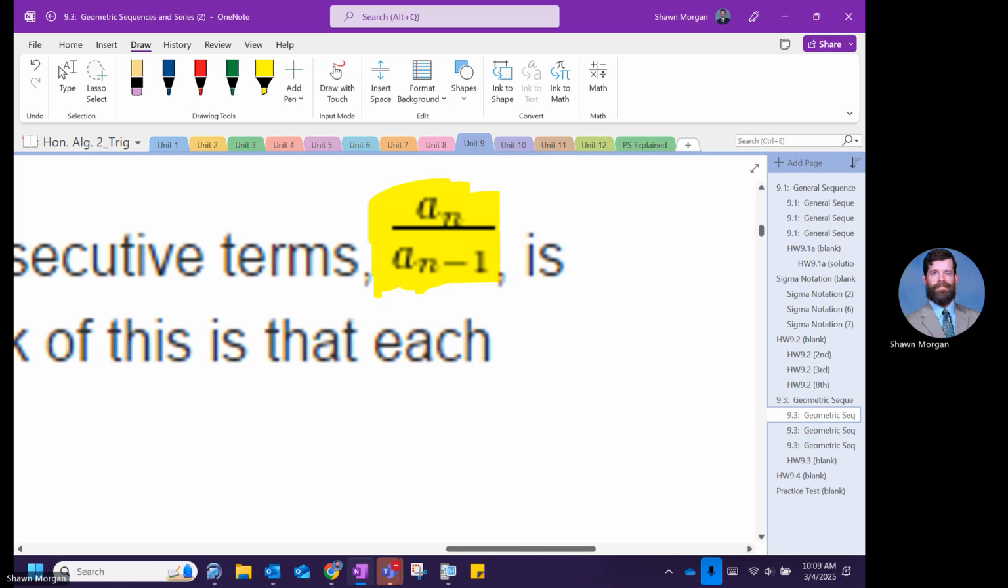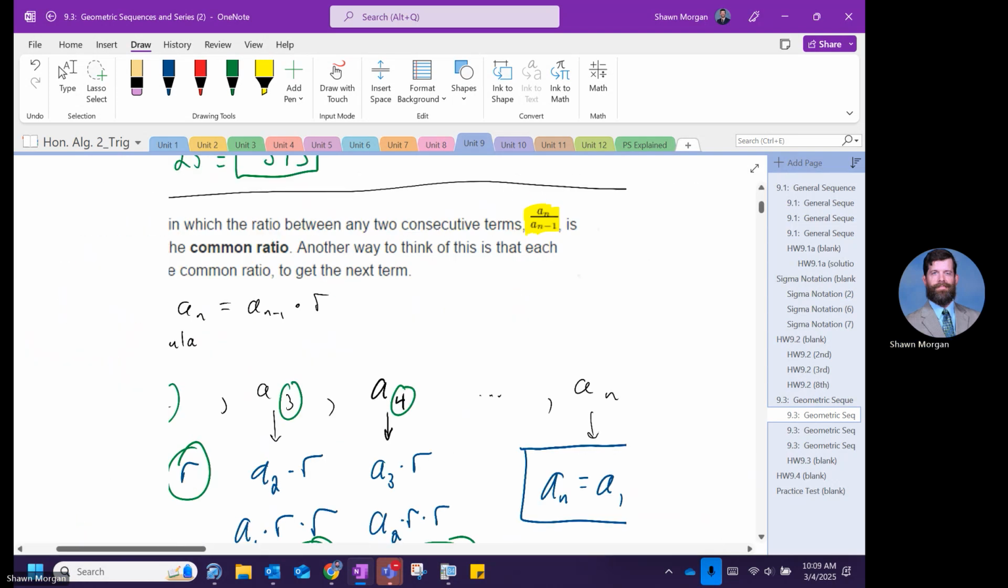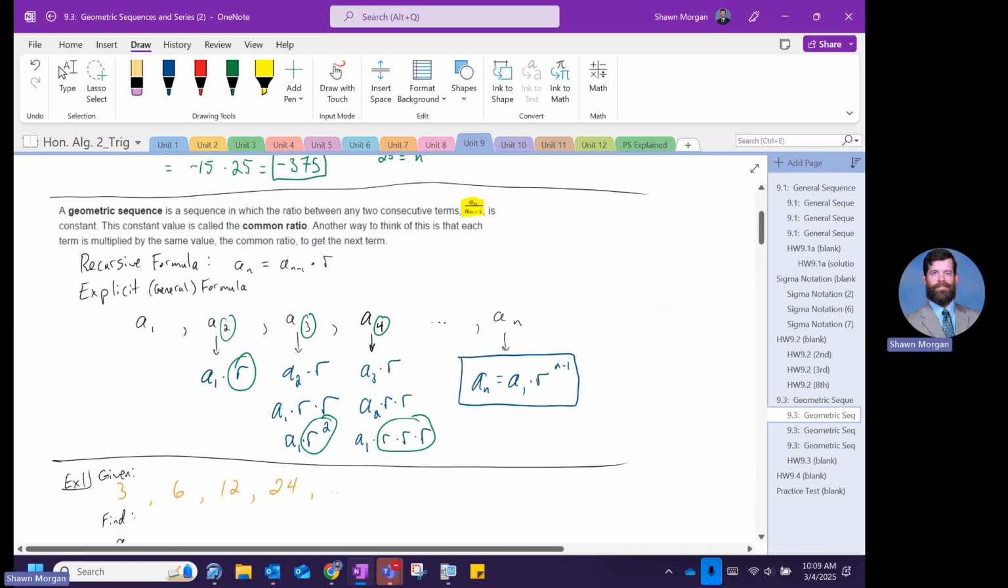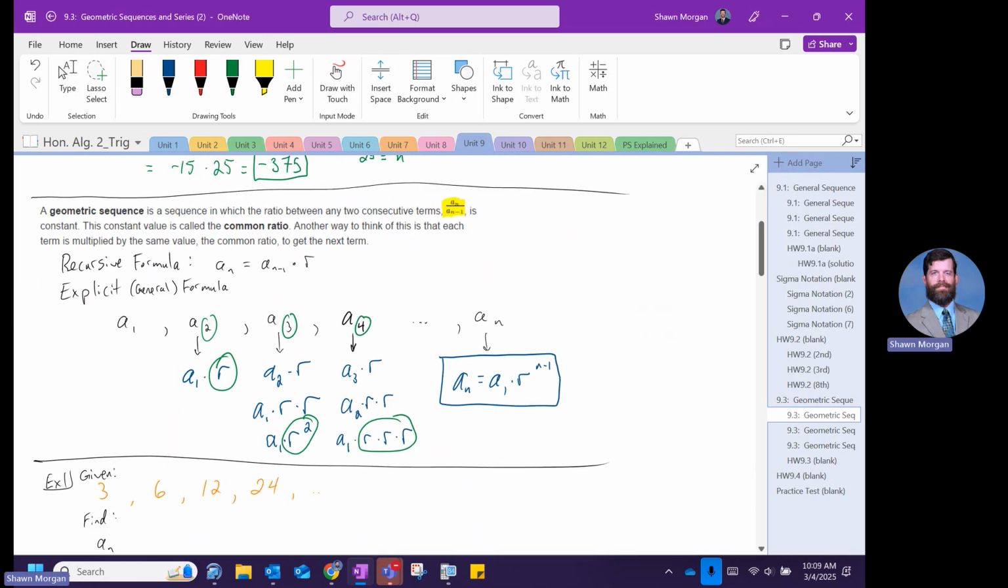Yep. And it looks more complicated than it is. That's just like saying, take the current term and divide by the previous term. That's how you find your common ratio. All right, so I think we're ready to maybe start an example.